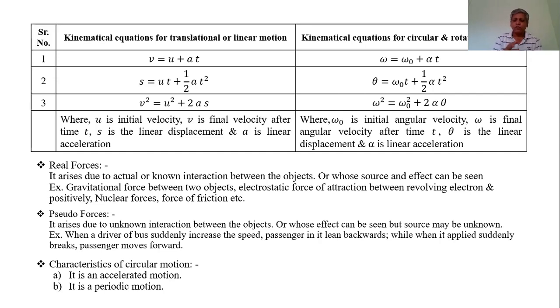Another example: we know that electrons revolve around the nucleus in a circular orbit. That is due to the electrostatic force of attraction between the electrons and the positively charged protons inside the nucleus. Due to that force, the electrons revolve in a circular orbit. That is the known force. Nuclear forces, force of friction, these are the known forces. Therefore, if the motion is due to these known forces, then those forces are called the real forces.